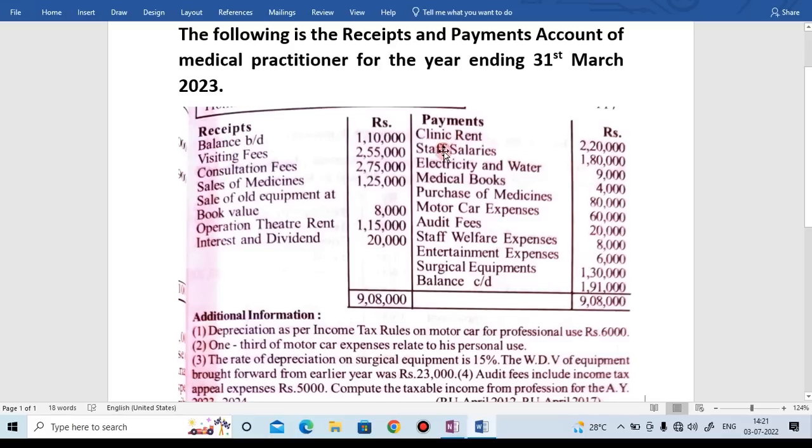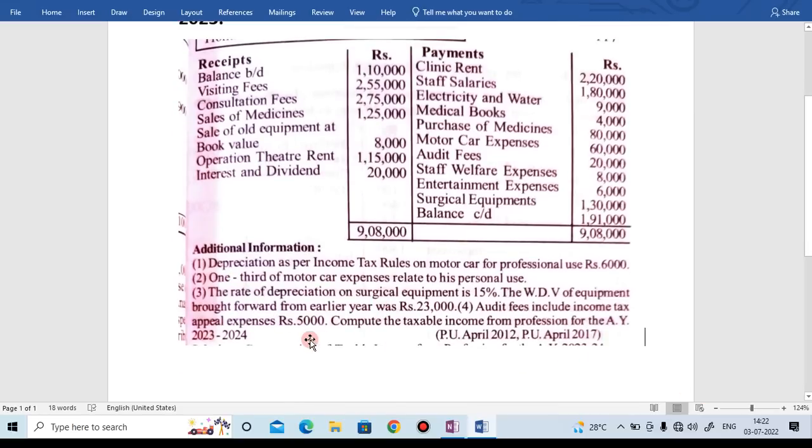Then in the payment side: clinic rent, staff salary, electricity and water, medical books, purchase of medicines, then motor car expenses, audit fees, staff welfare expenses, entertainment expenses, surgical equipments, balance brought down is given. These are the particulars of the payment side. Now there is some additional information.